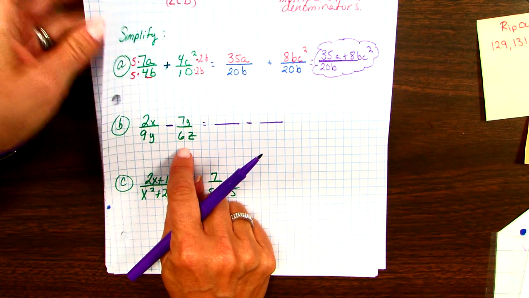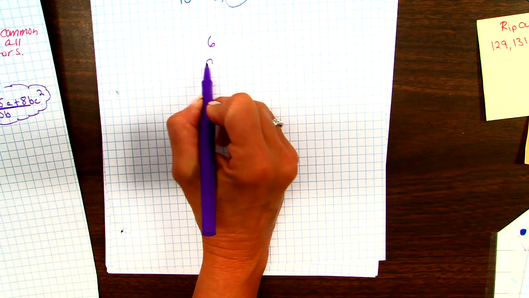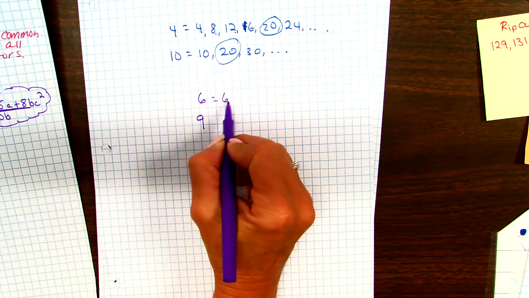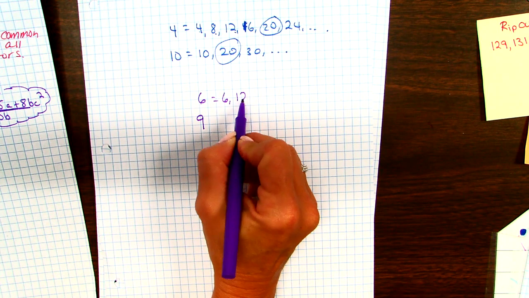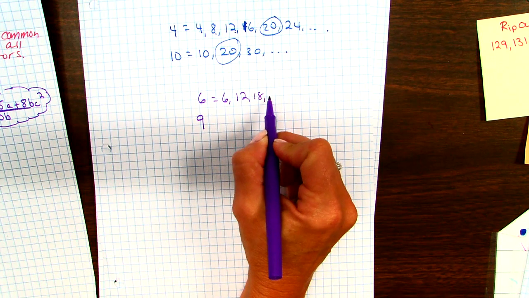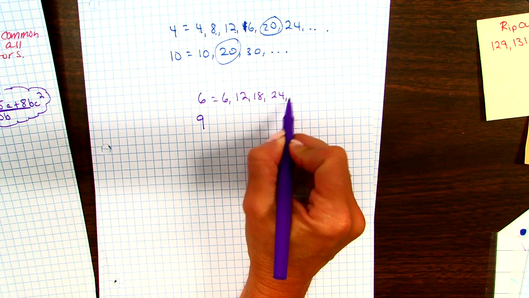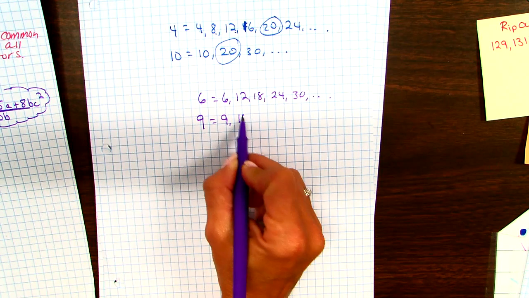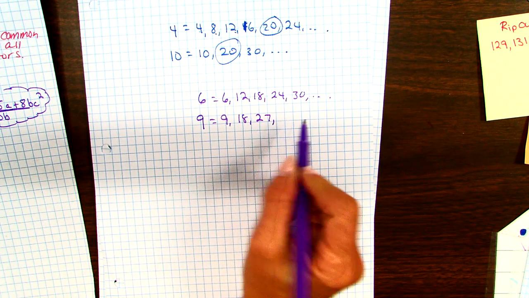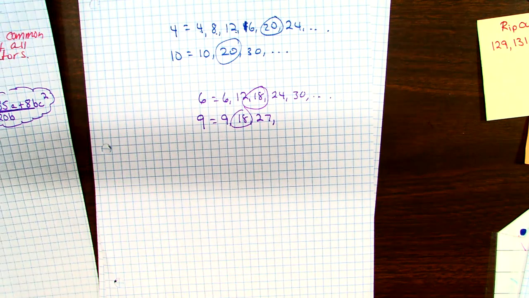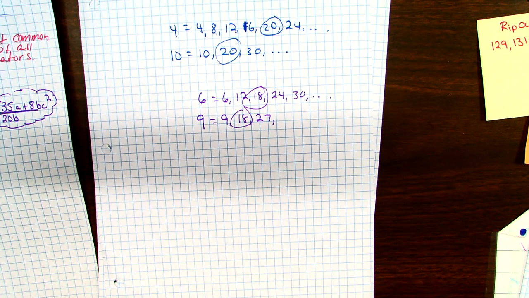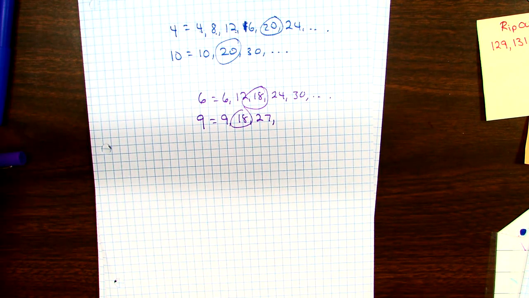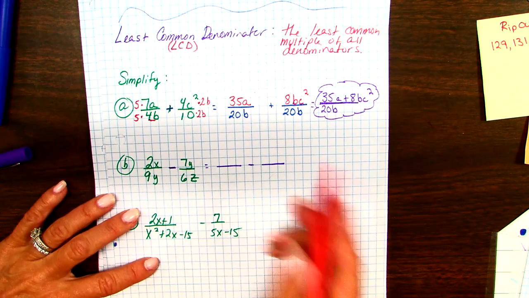Again, if you didn't know that right off the top of your head, you could do your multiples. 6 times 2 would be 12, and you can use your calculator and type these in. 6 times 4, 6 times 5, and so on. 9 would be 18 and 27, and so on, but you can see 18 is the first multiple that they have in common, okay? So we're going to use the 18.